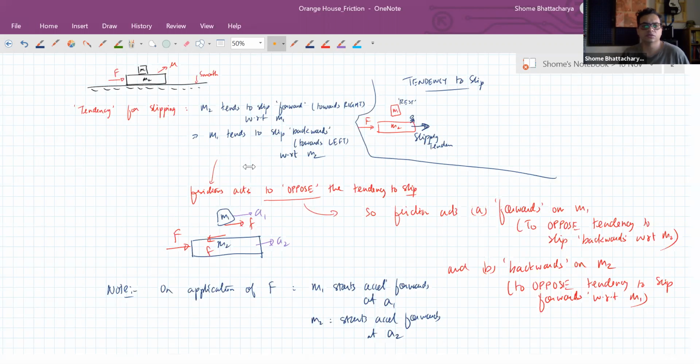If you imagine this also, na, there is friction between the two. When you apply a force on the lower block, the upper block will have to move along with it because there is friction. Friction is not allowing M1 to remain at rest.